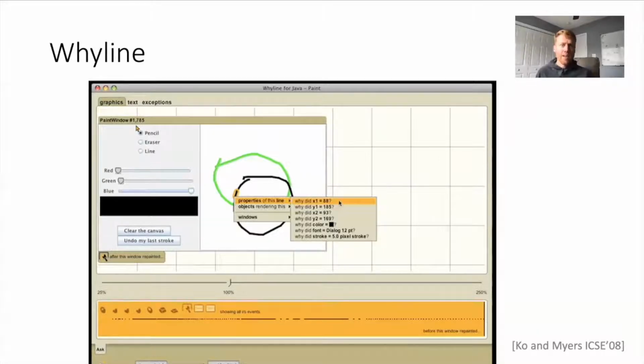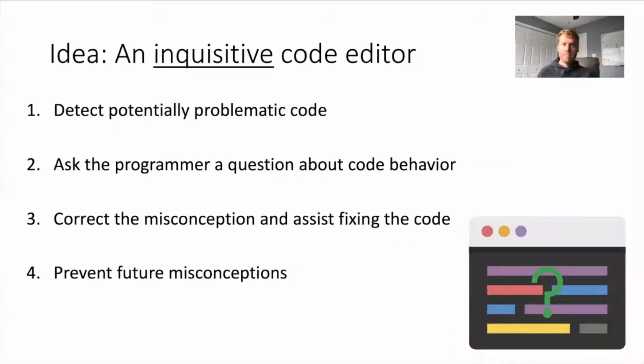And although the Whyline is fantastic for helping experienced programmers in tracking down their bugs, it may not help novices with semantic errors, since they often aren't even aware that they have a bug in the first place. Which led us to our idea. And this idea that we're proposing is an inquisitive code editor. Rather than the programmer asking questions, it is the code editor asking the programmer the questions.